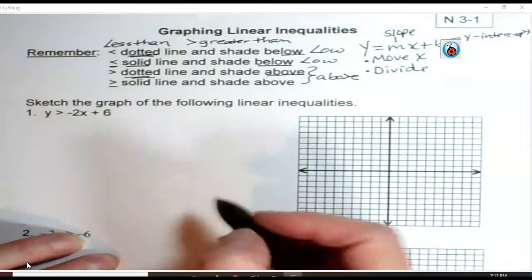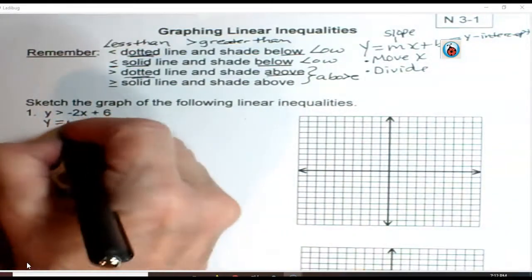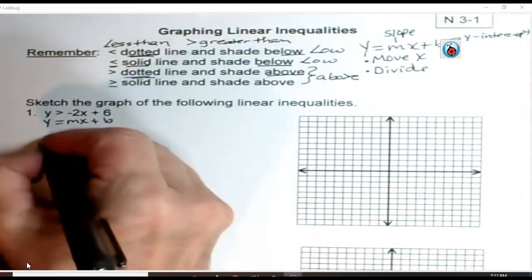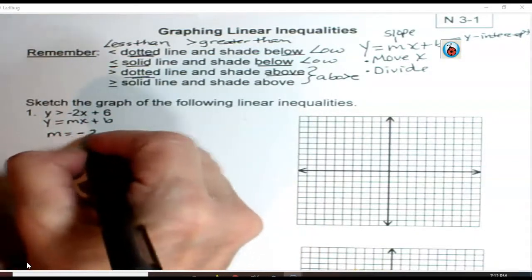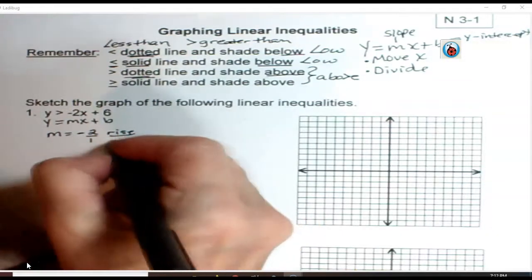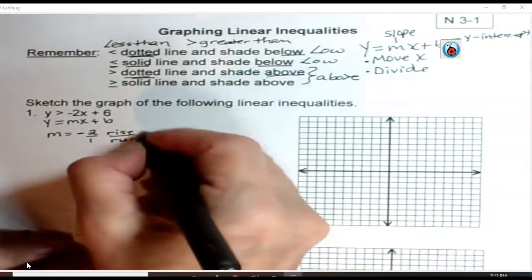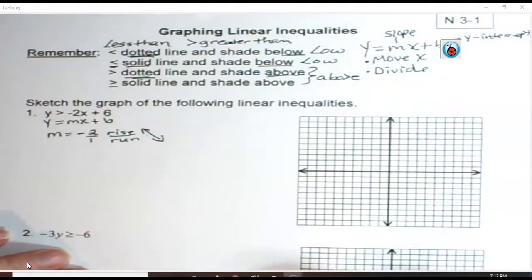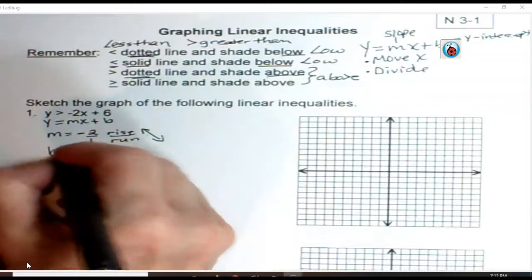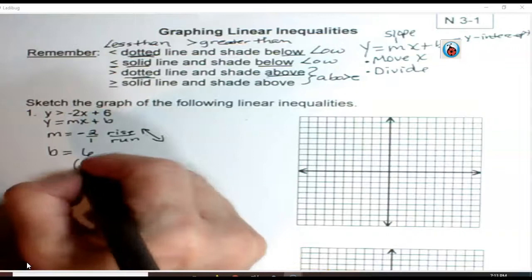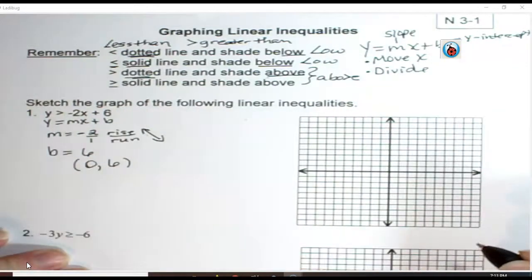All right, so we're going to sketch this. So we've got y equals mx plus b. Your m is negative 2 over 1. Remember, that's rise over run. It's going to be a negative slope, so your line should look like that, going in a downward motion, starting high, going low. Then your y-intercept is 6, which means the very first point that you're going to graph is (0, 6).